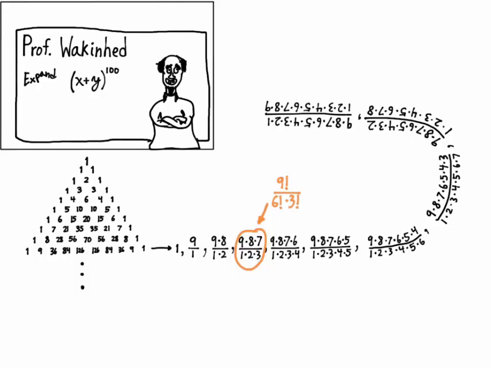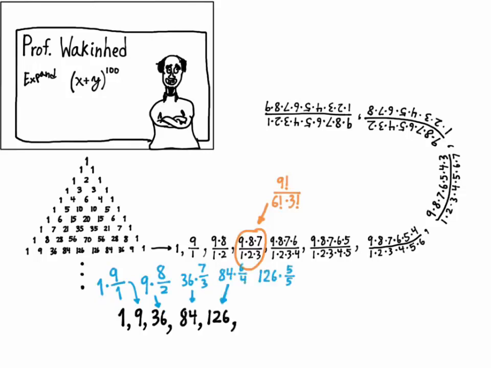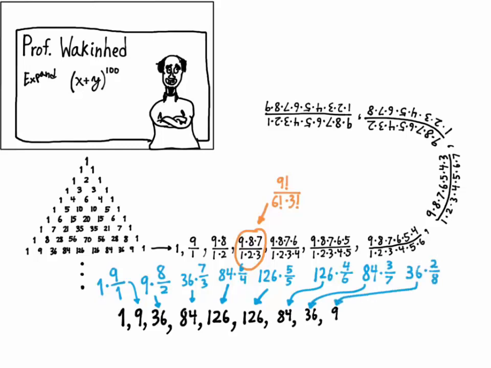If we know that these numbers are combinations, then it's easy to generate a list of the numbers in any row of Pascal's triangle. You simply multiply by descending factors in the numerator and ascending factors in the denominator. So for example, you start with 1, you multiply by 9 over 1 to get 9, then you multiply by 8 over 2, then by 7 over 3, then by 6 over 4, 5 over 5, 4 over 6, 3 over 7, 2 over 8, and when you multiply by 1 over 9, you get back to 1.